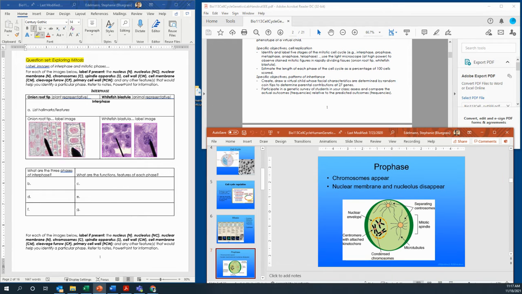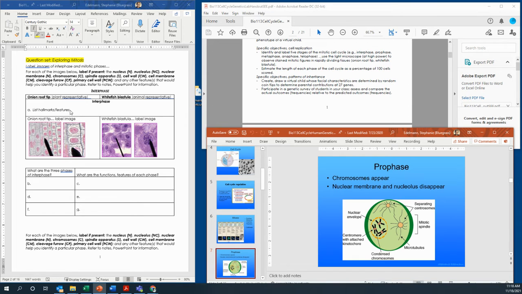But that little round thing, that's the nucleus. Now in prophase, the nuclear membrane and the nucleolus disappear, which means that during interphase, those were there, right? So the nucleus is there during interphase, the nucleolus is there. If you have a nucleus, you have a nuclear membrane. You don't have chromosomes. You don't have a spindle apparatus.